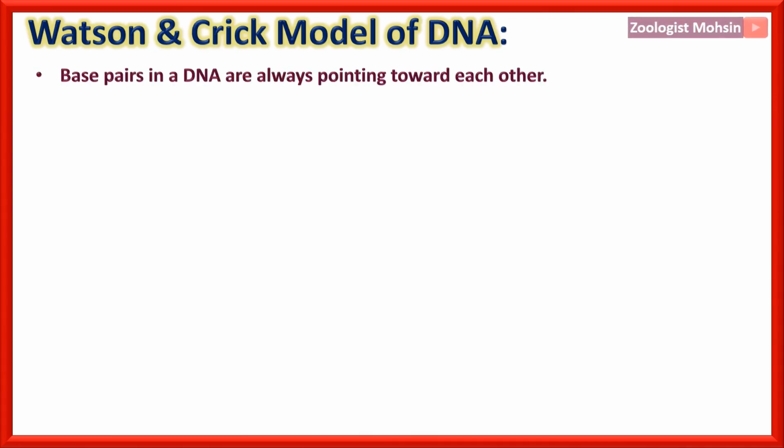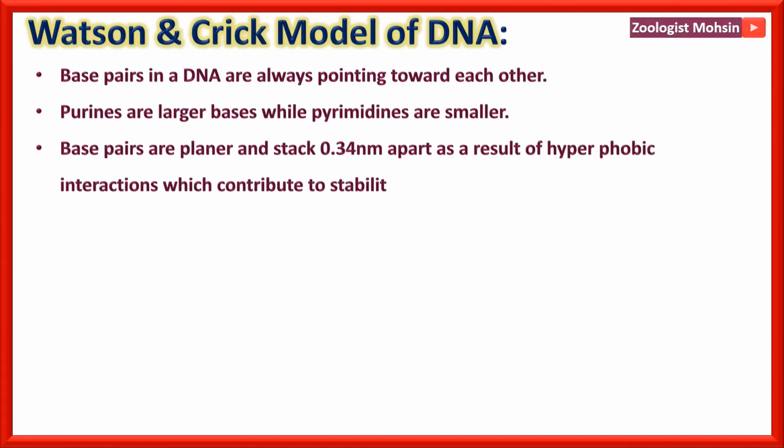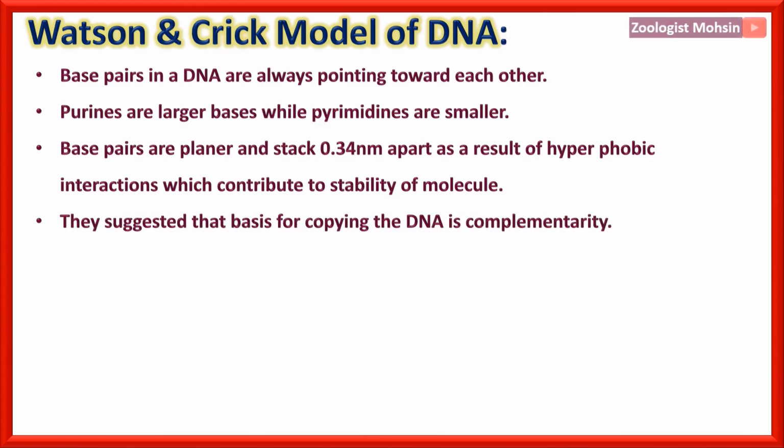Watson and Crick's model of DNA. Base pairs in a DNA are always pointing toward each other. Purines are larger bases, while pyrimidines are smaller ones. Base pairs are planar and stack 0.34 nanometers apart as a result of hydrophobic interactions. Now, these hydrophobic interactions actually contribute to the stability of the molecule. They suggested that the basis for copying the DNA is complementarity.